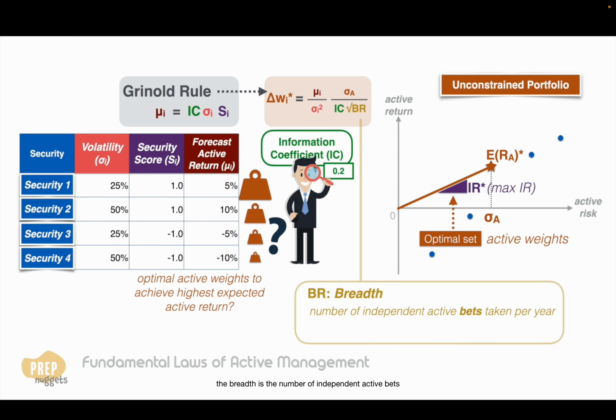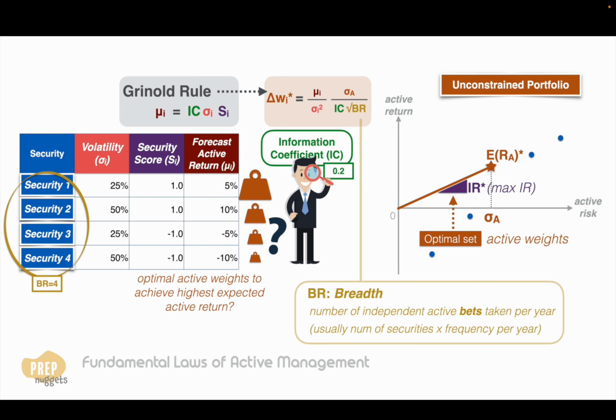The breadth is the number of independent active bets taken per year. For a simple single-factor portfolio based on just the expected return of individual securities, the breadth is simply the number of securities that have deviations in weight from the benchmark. In this case, breadth is 4. However, do note that the definition is the number of active bets per year, so if the manager does this monthly, the breadth should be 48.